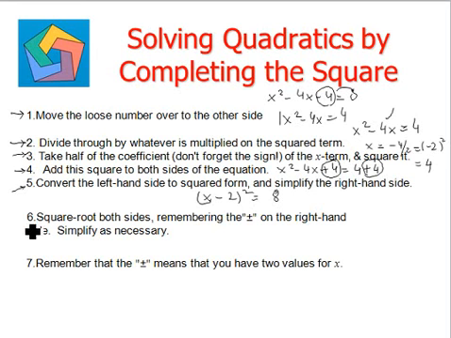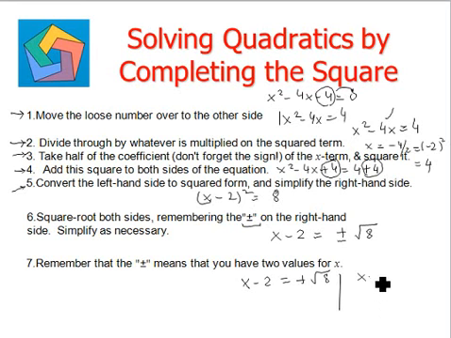Square root both sides, remembering the positive and negative on the right hand side. When you square root this, it becomes x minus 2 equals plus minus square root of 8. And then we find out the two values: x minus 2 equals positive square root of 8, and the other is x minus 2 equals negative square root of 8.